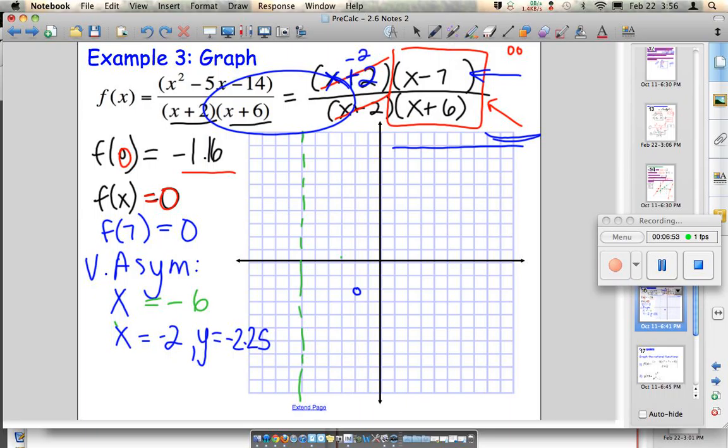So I have my axes. I do need to graph my intercept. So remember, my other intercept was at 7, 0. Okay, I need my y-intercept at 0, -1.16. This is all starting to fit. I'm starting to see a graph that might look something like this.